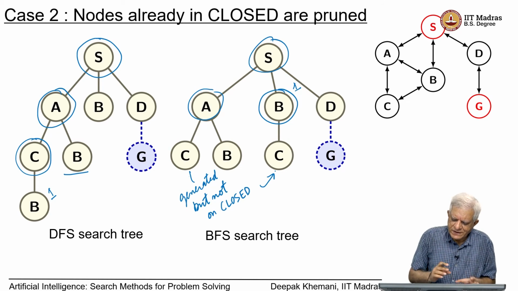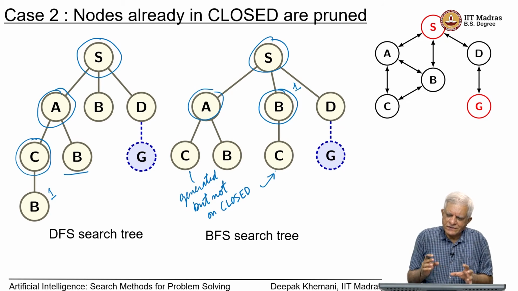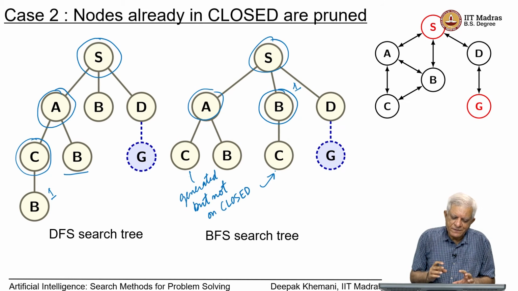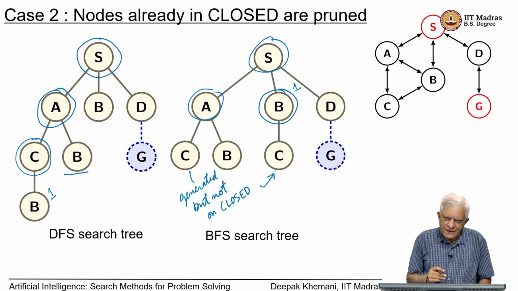So, what we are trying to study here is how different variations of our search algorithm differ in the search tree that they generate, and in what order they inspect the search tree.